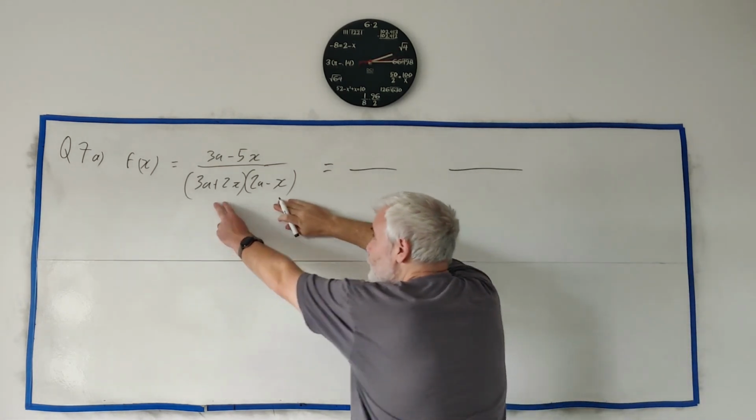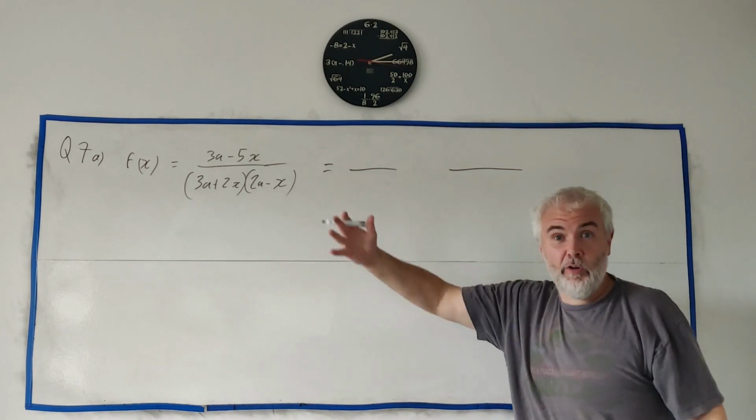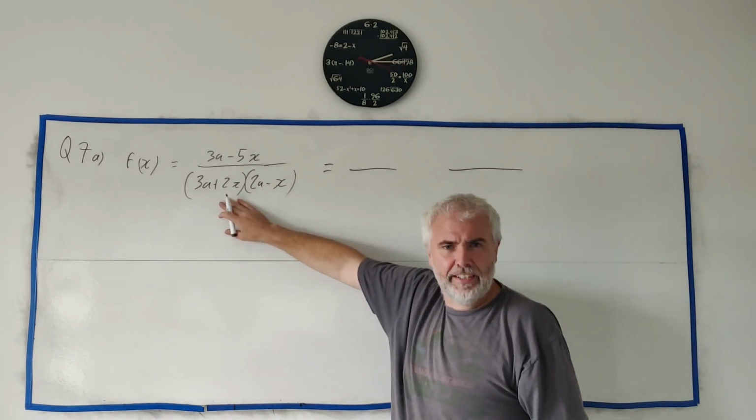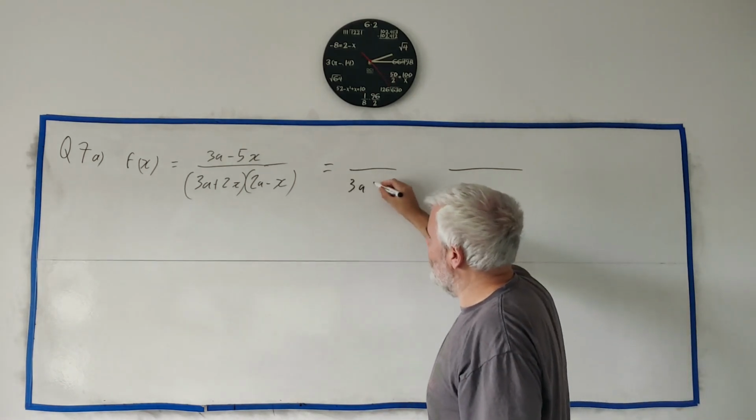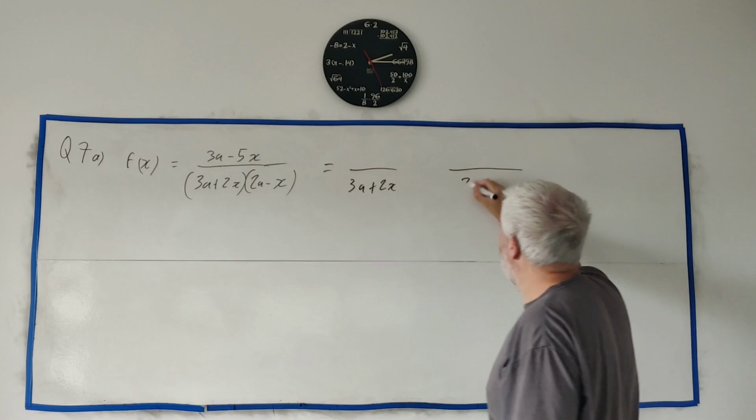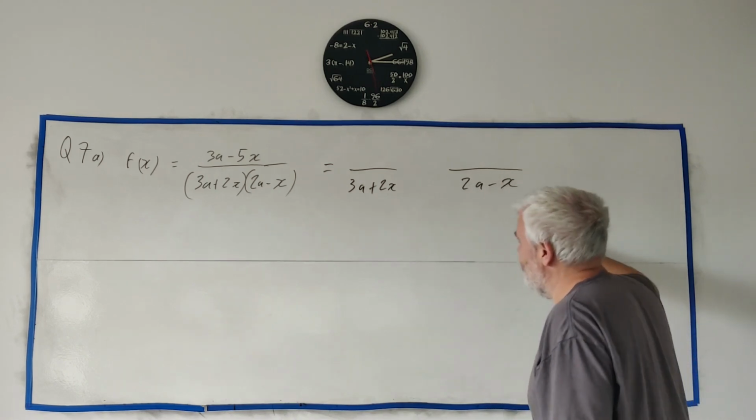It's factors of this bottom row we're looking for. Now, they've already done it. Sometimes it's a quadratic down here and you have to factorize it yourself. But in this case, they've already done it. It's 3a plus 2x and it's 2a minus x.